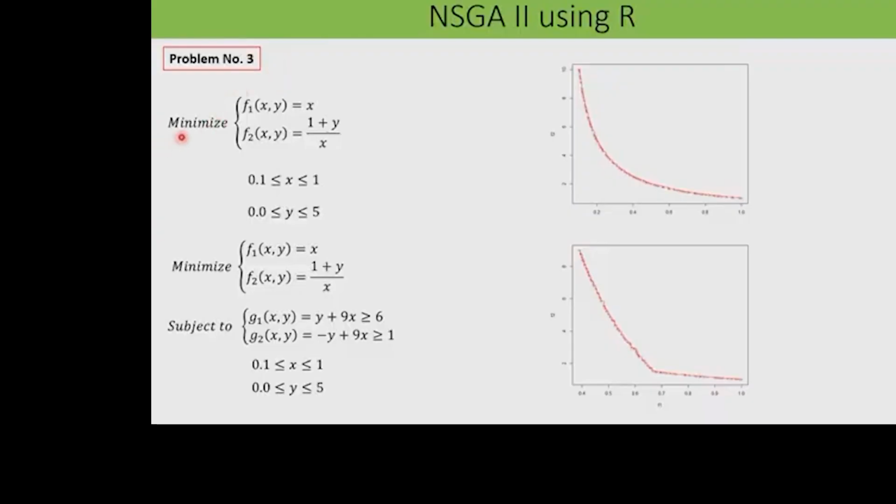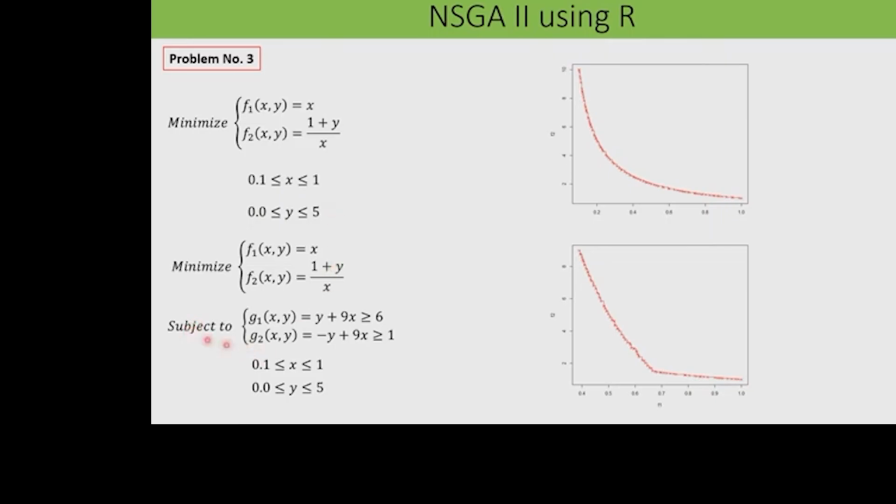Then the 3rd problem is a constrained multi-objective optimization problem. You can see that it is a minimization type problem: minimize f1 equal to x and f2 equal to 1 plus y by x. The range for x is between 0.1 and 1, and y is between 0 and 5.